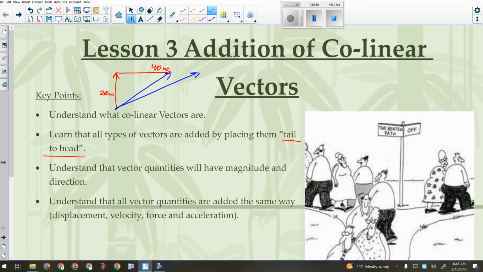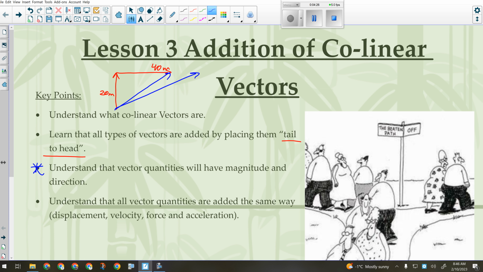Do your best to represent those vectors to scale as best you can. That way your diagram and your math are going to say the same thing when you're done. And it becomes really important when we start having vectors that backtrack on themselves. Then it becomes really important to have the scale. Obviously we've already talked about this kind of to death because that was back in Science 10 as well. Vector quantities have magnitude and direction, and all vector quantities are added the same way.